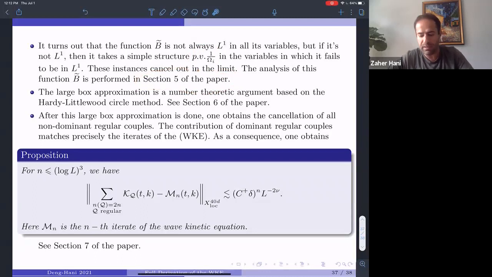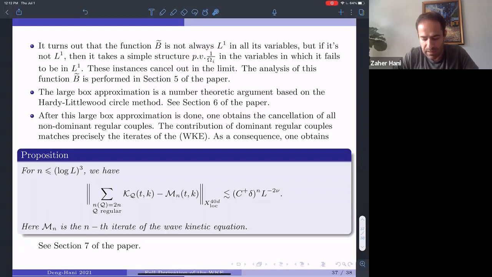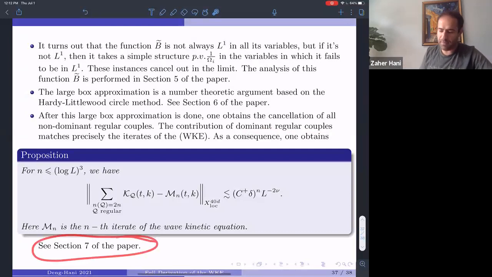The large box approximation, as I said, is based on a number theoretic argument, which is the Hardy-Littlewood circle method. This is section 6 of the paper. And then after this large box approximation is done, one obtains the cancellation of all non-dominant regular couples, and you're only left with dominant regular couples. And for those dominant regular couples, you can match them precisely to the iterates of the wave kinetic equation. I won't explain that. This is section 7 of the paper.